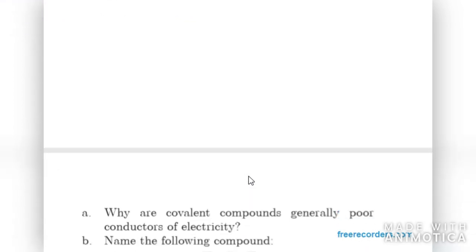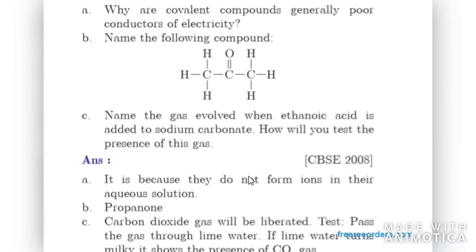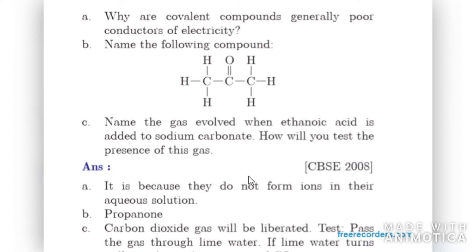Now moving on to next, we have: while covalent compounds are generally poor conductors, this is a repeated question, they do not form ions, therefore they are poor conductors of electricity. Now the second one, we need to name the following compound. As you can see, we have a C double bond O in between. That means it is from the functional group ketone, and we have a three carbon compound. So this means it is propanone.